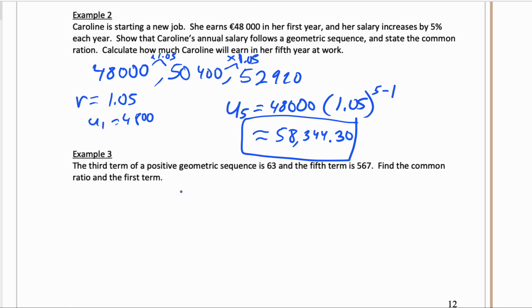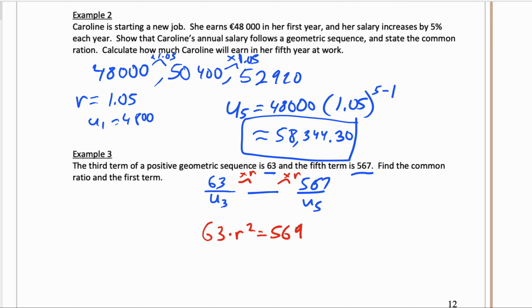Okay, next, the third term of a geometric sequence is 63, and the fifth term is 567. We can use the formulas in the formula booklet, but I just do it logically. Third term is 63, then you've got the fourth term, and then the fifth term is 567. So how do you get from the third term to the fifth term? You're just multiplying by r twice. So 63 times r squared equals 567. And you just solve this.